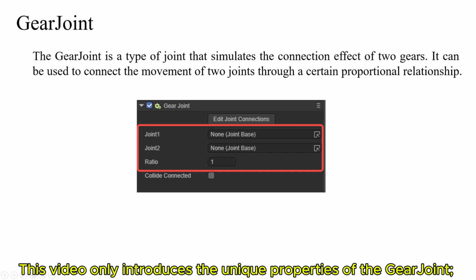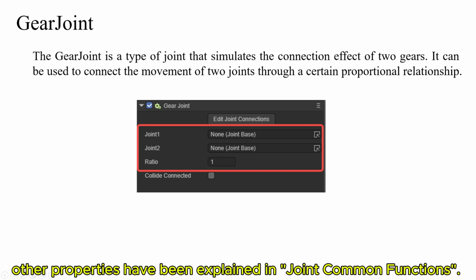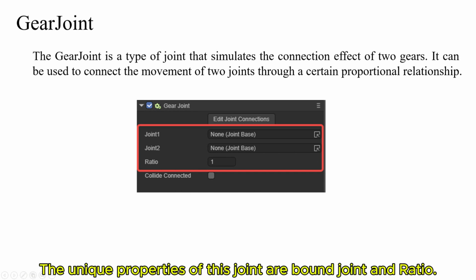This video only introduces the unique properties of the gear joint. Other properties have been explained in joint common functions. The unique properties of this joint are bound joint and ratio.